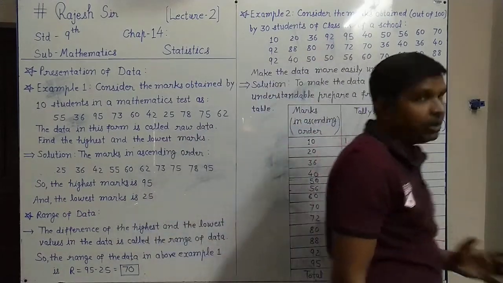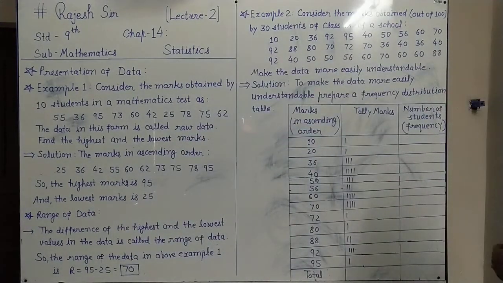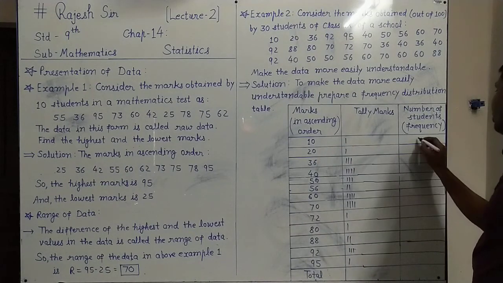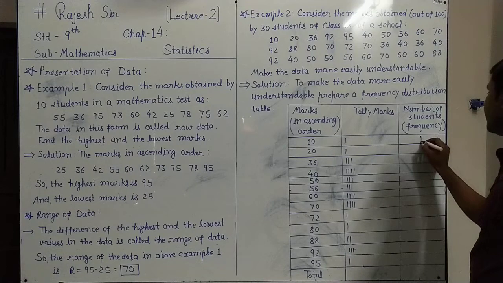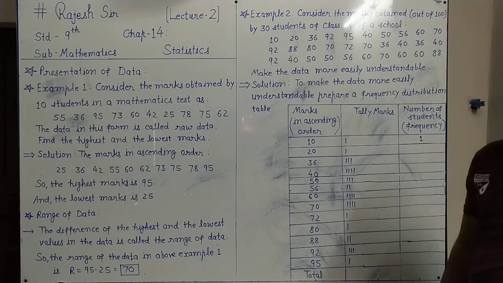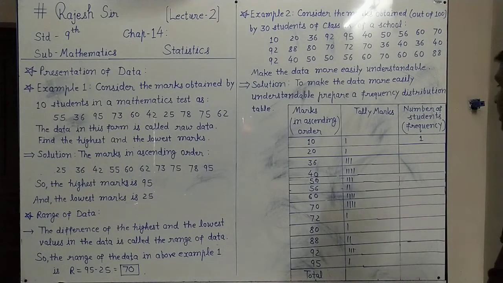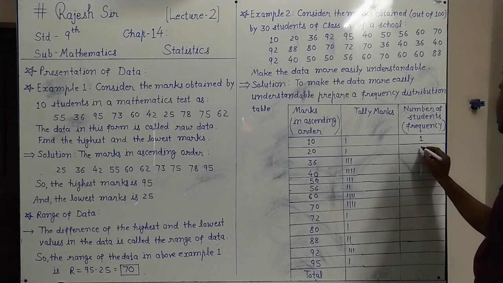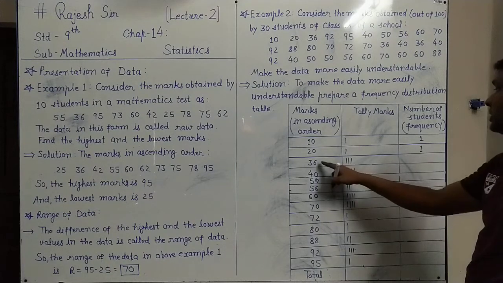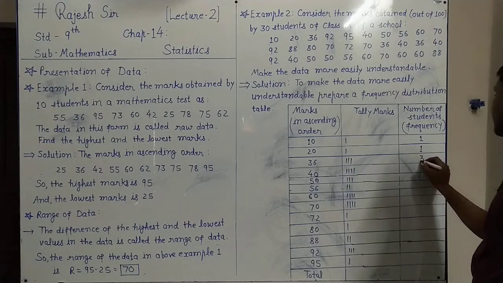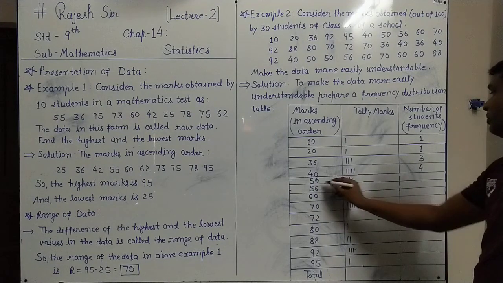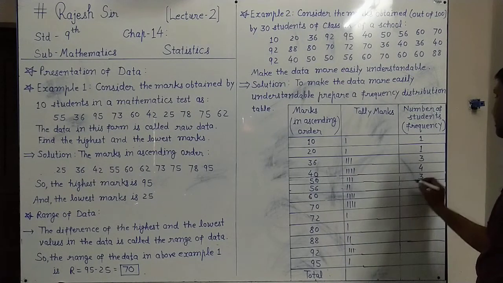So this way by tally marks, we can now understand that for getting 10 marks, the number of students is only 1. So only one student got 10 marks, right? Then 20 marks getting students also 1. 36 marks getting students are 3. 40 marks getting students are 4. 50 marks getting students are 3. 56 marks getting students are 2.